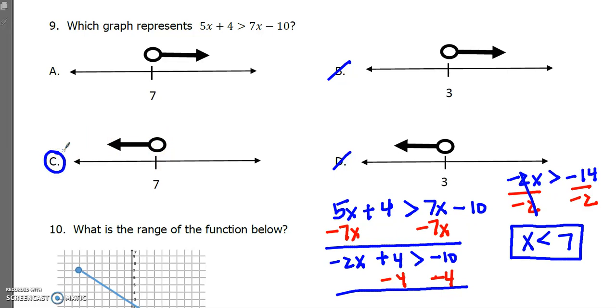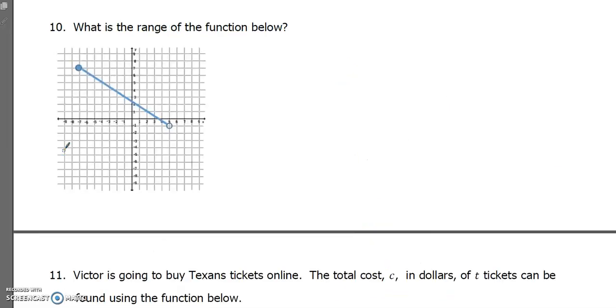Number 10 is asking what is the range of the function below. Remember, range is going to be my y values. So I just need to go to the lowest y value and my highest y value, and I should be able to go from there. So my lowest y value is at negative 1. My highest y value ended up at a positive 7.